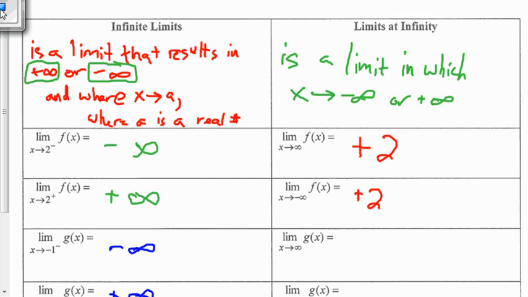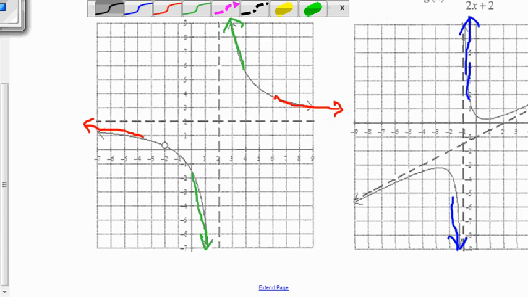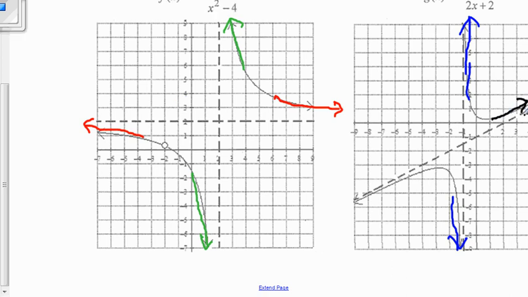Now let's look at g of x. As x approaches positive infinity, and it's off my screen a little bit, we're going to keep getting bigger and bigger and bigger. So we're going to approach positive infinity. And as x approaches negative infinity, the value of the function is also approaching negative infinity. So hopefully we see on f of x, we have a horizontal asymptote, and on g of x, we have what's known as a slant asymptote.